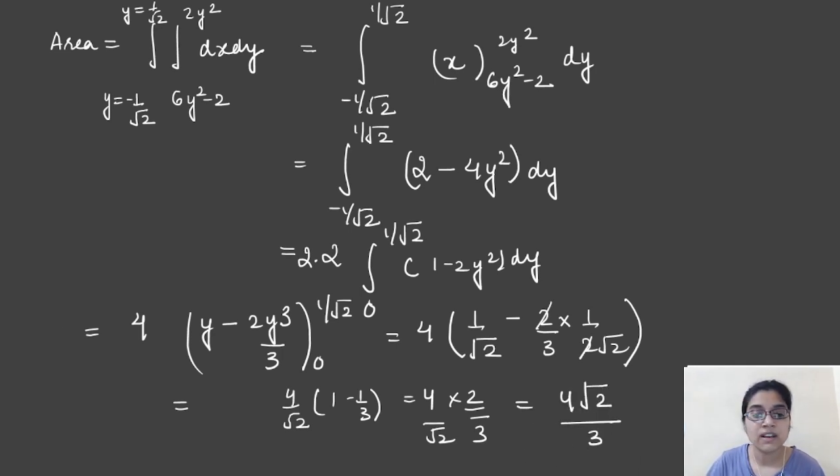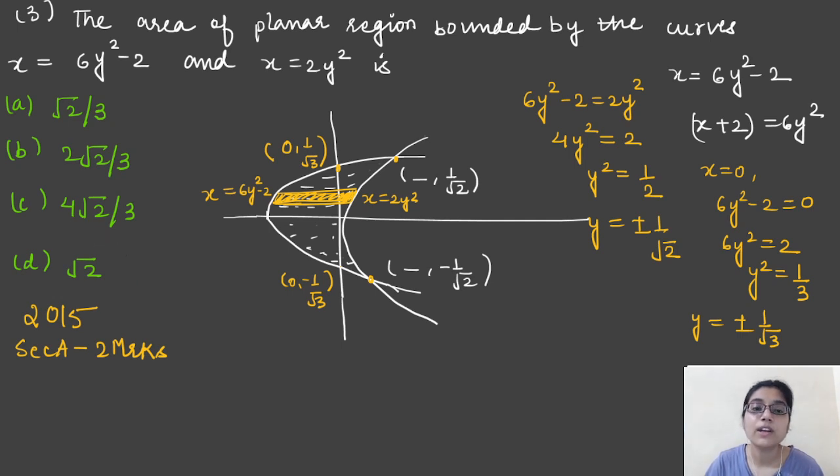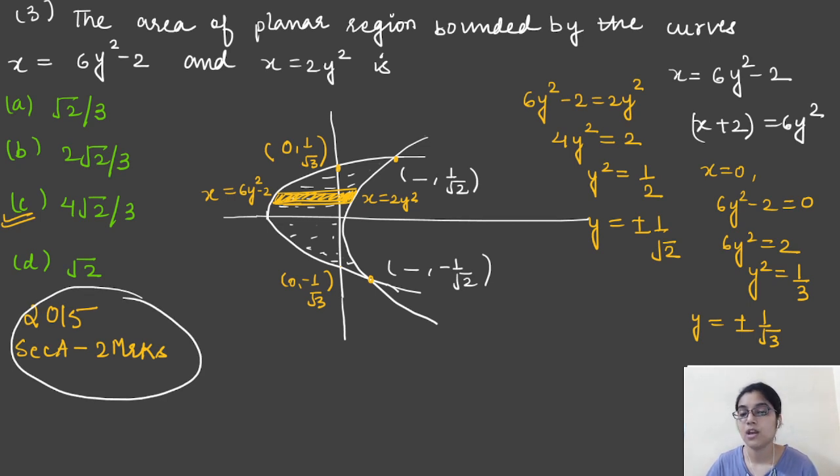Fine. So here you see that your option C is correct, that is 4 root 2 by 3. This was a question from the question paper of 2015, section A, 2 marks. So it's better you learn this topic because whenever they want to ask, they can ask such kind of question. Fine, so let's do one more question and see what they are asking in the exam.